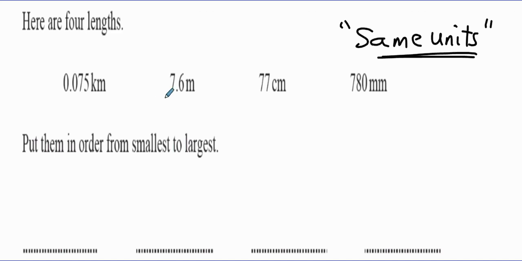I prefer changing the bigger unit into smaller unit. The smallest unit here is millimeter. So I will be changing kilometer into millimeter. I'll be changing meter into millimeter. I'll be changing centimeter into millimeter. How do we do that?